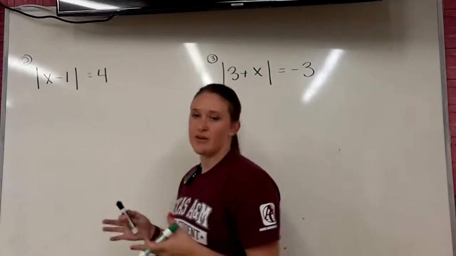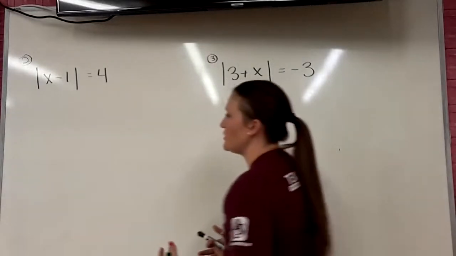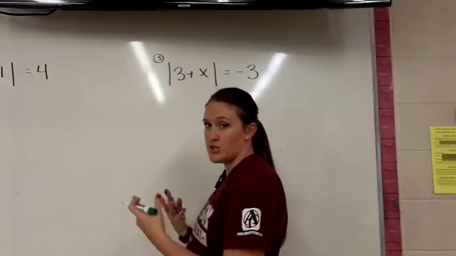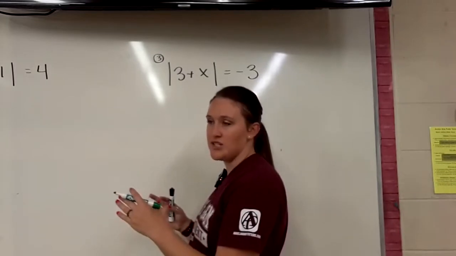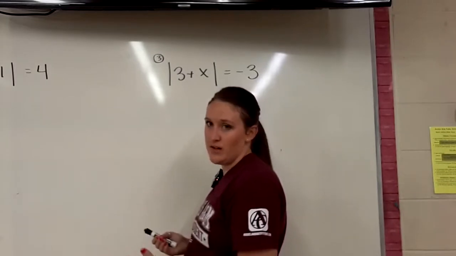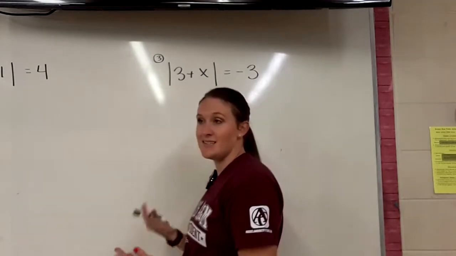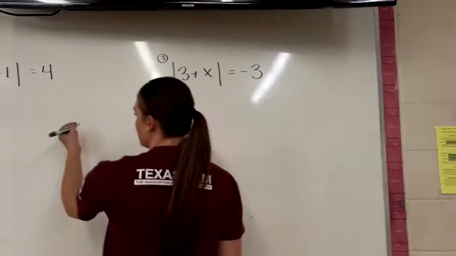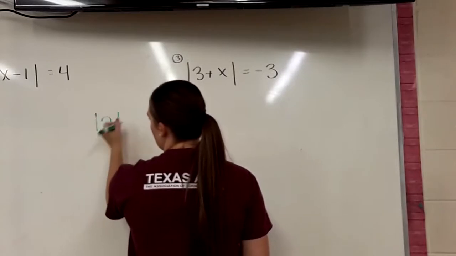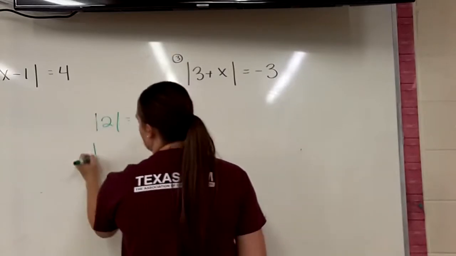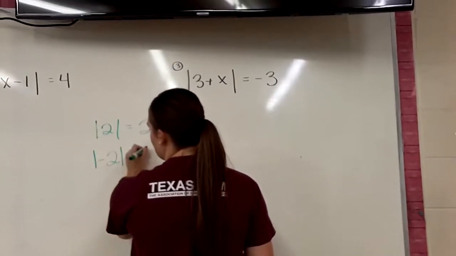So I just want to reiterate that the whole reason we do 2 problems for each one and you turn it into 2 linear equations is because when we take the absolute value of something, your answer always comes out positive because it's a distance, and distance can't be negative. So for example, the absolute value of 2 we know is 2. The absolute value of -2 is still 2.